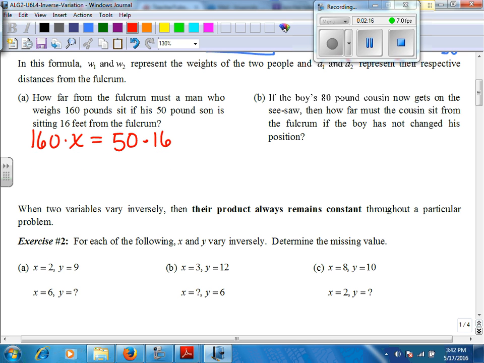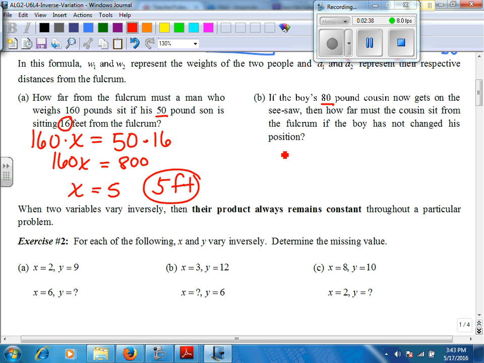So we get 160x equals 50 times 16 is 800, and if we divide both sides by 160, we're going to get 5. So the answer is 5 feet, which again should make sense. His son was like a third of his weight, so he's 16 feet away. The father can sit a lot closer, 5 feet away. Let's try the next one.